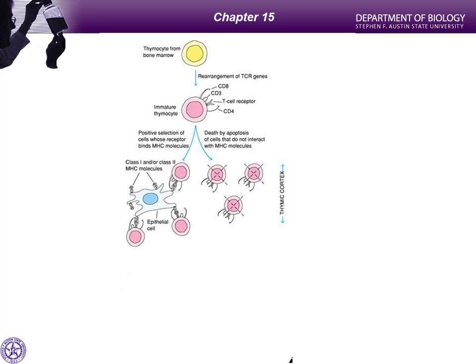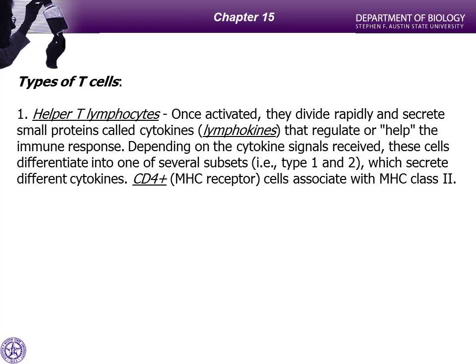So you've already learned we have two types of T cells. And the first that we're going to look at in more detail are the CD4 positive T cells. You're going to hear me say those CD numbers a lot to get you comfortable associating those receptors with a particular type. So the CD4 positives are our helper T cells.